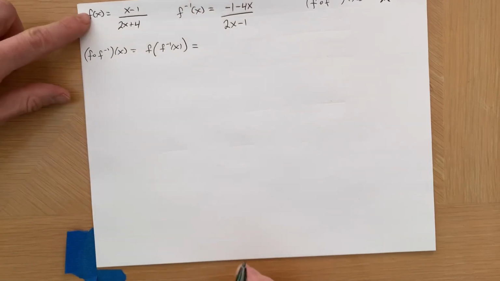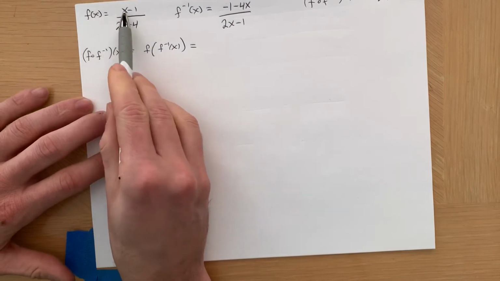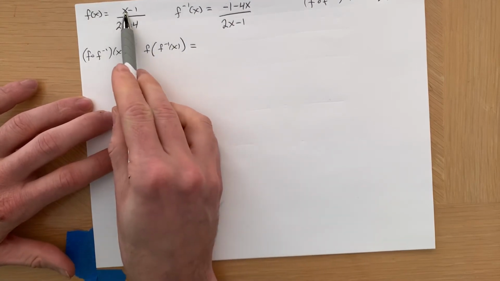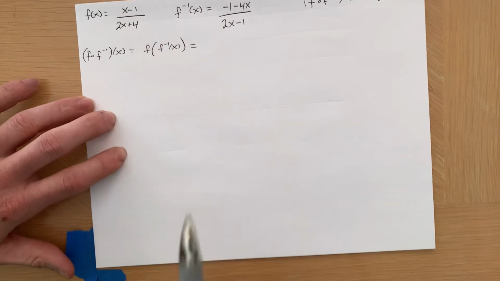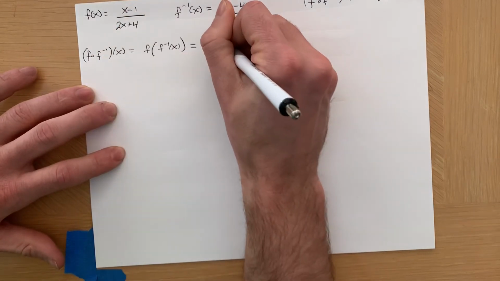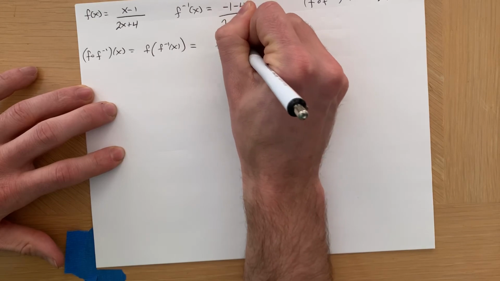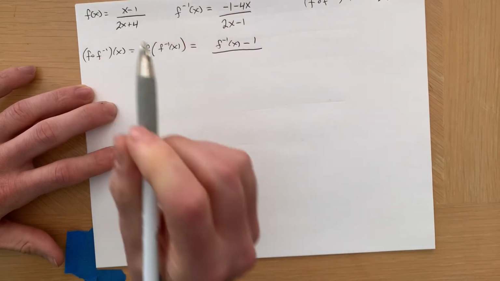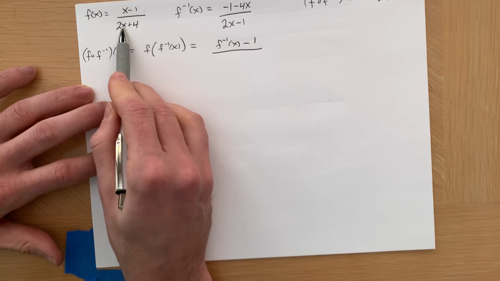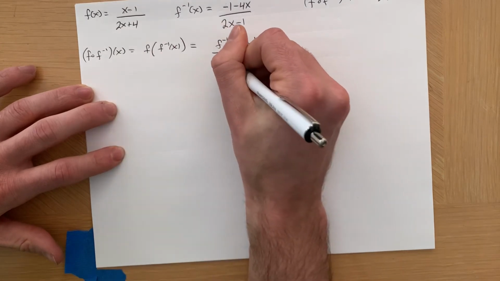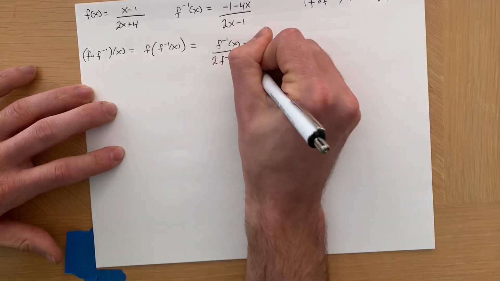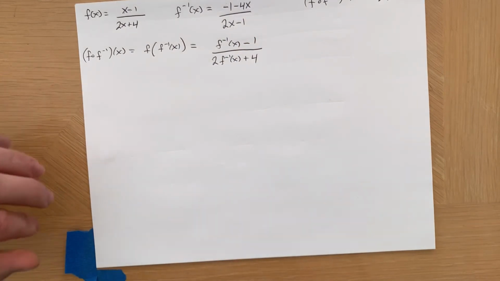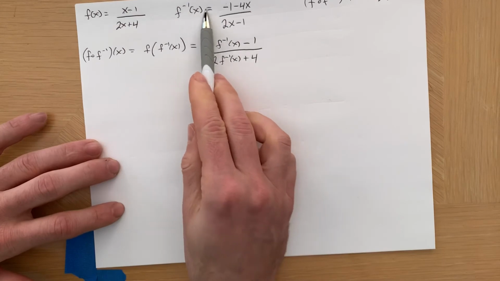Okay, so here's f of x. Whatever you plug inside of f, it's going to go here and it's going to go here. Now we're plugging in our f inverse, so the f inverse has to go here and the f inverse has to go here. So the top is going to be f inverse of x minus 1, and the bottom is going to be 2 times f inverse of x plus 4. Okay, so we did that. Now the next step is, well, let's just plug in the f inverse of x's.